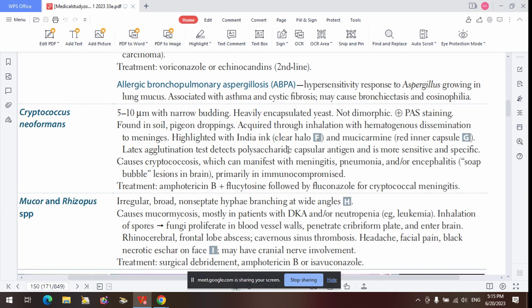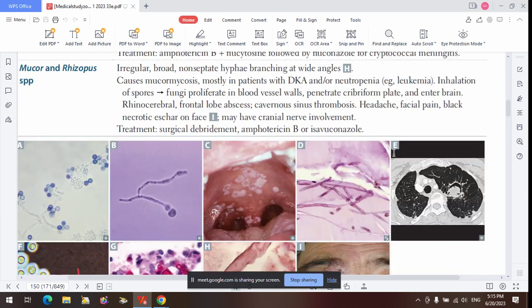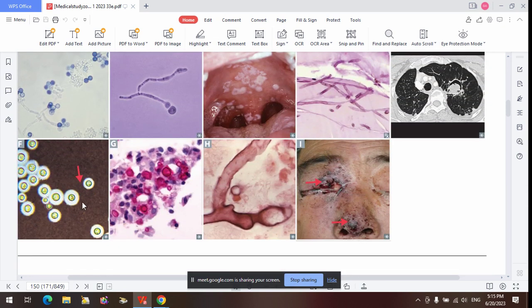It's going to highlight that capsule as a clear halo. Then you can also appreciate the capsule with your mucicarmine staining, which is going to appear red. So I think we have it here. We have the Indian ink. You can see the Indian ink here highlighting the capsular region.